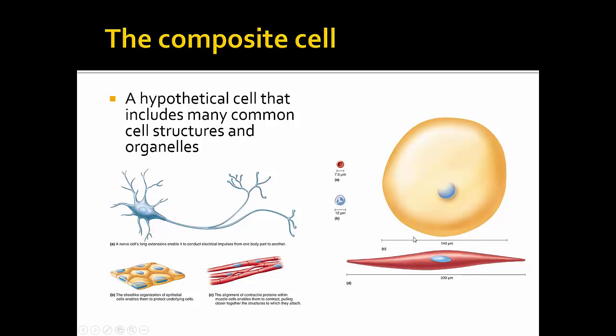I also want to point out the vastly different sizes of cells. So this is a human ovum or egg cell, which is really quite large, and a smooth muscle cell, also large but long, versus really itty-bitty, teeny tiny blood cells.